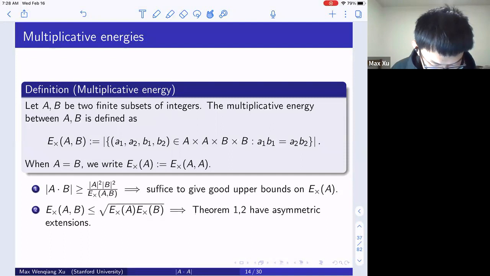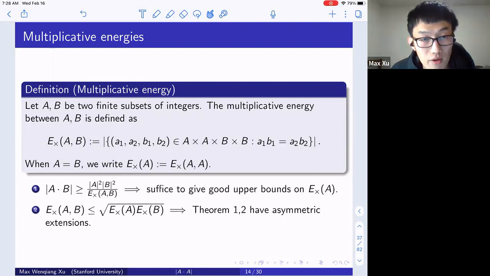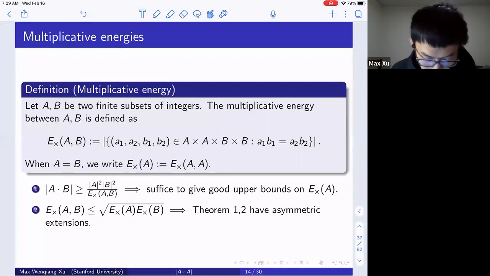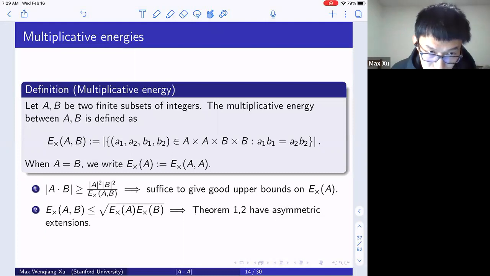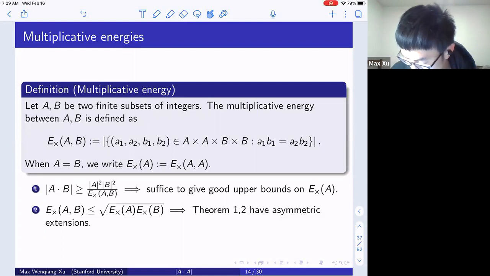On another side, we also know that the multiplicative energy between A and B is bounded by the square root of the energy of A times the square root of the energy of B. This shows that the theorem I just listed before for A dot A also easily transfers to A dot B. If you can prove a good upper bound for the multiplicative energy of A and B, then that gives you a good lower bound for A dot B. I won't repeat the statement of the theorem, but I want you to be aware that a similar conclusion is true for A dot B.